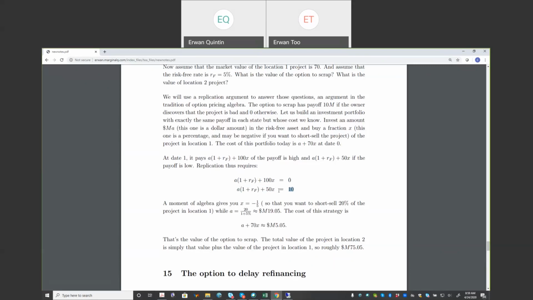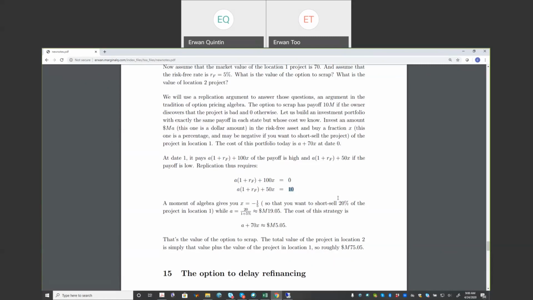I mean, the easiest way to do this probably is to take equation 1 and subtract equation 2 from it. And when I do this, those A times 1 plus RF are going to disappear. On the left-hand side, I'm going to be left with 50x. On the right-hand side, I'm going to be left with minus 10. Again, all I've done is subtract the second equation from the first equation, and that's going to tell me that x is minus 10 over 50, in other words, minus 0.2. So what you want to do is take a negative position of 20% of the project in location 1. You want to sell 20% of the project in location 1.